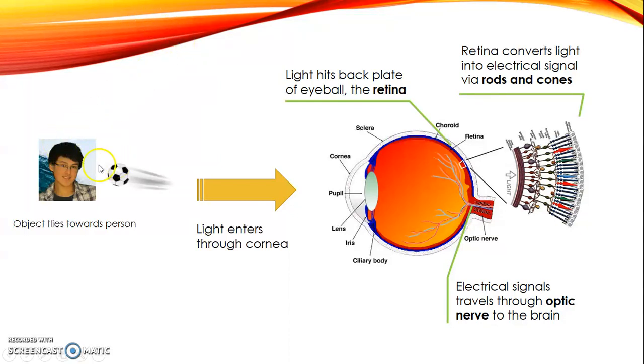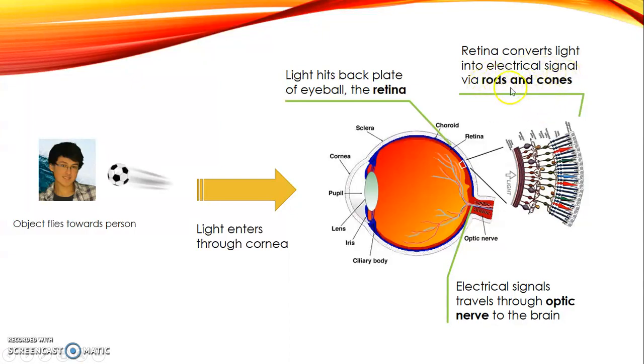So here's Alex, and let's say an object is flying towards him. In this case, it's a soccer ball. Alex's eyes see the soccer ball. This is sort of simplified, but we can look at it. The eye senses light. Light hits the back plate of the eyeball, which is called the retina. Then the retina converts the light that it sees into an electrical signal, just like in nerve cells, via something called rods and cones that are in the back of your eye. You do not need to know the details of this. This is just in general.